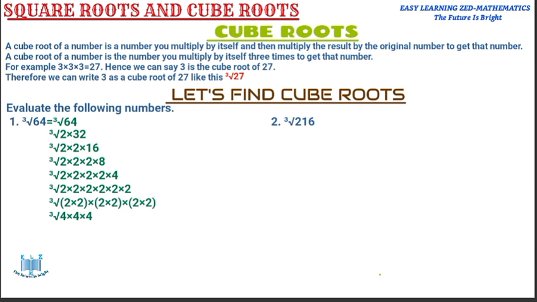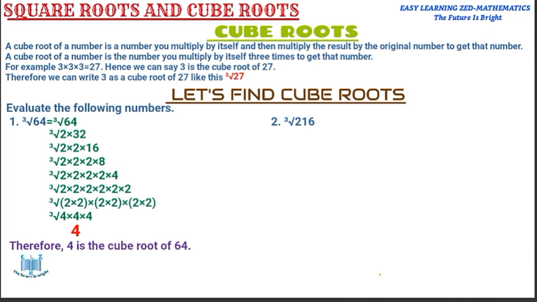So we're going to get rid of the cube root sign and write 4 alone without the cube root sign. So we're going to write 4 like this, and this 4 is the cube root of 64. So we can say therefore 4 is the cube root of 64. Okay, now we go to question 2.